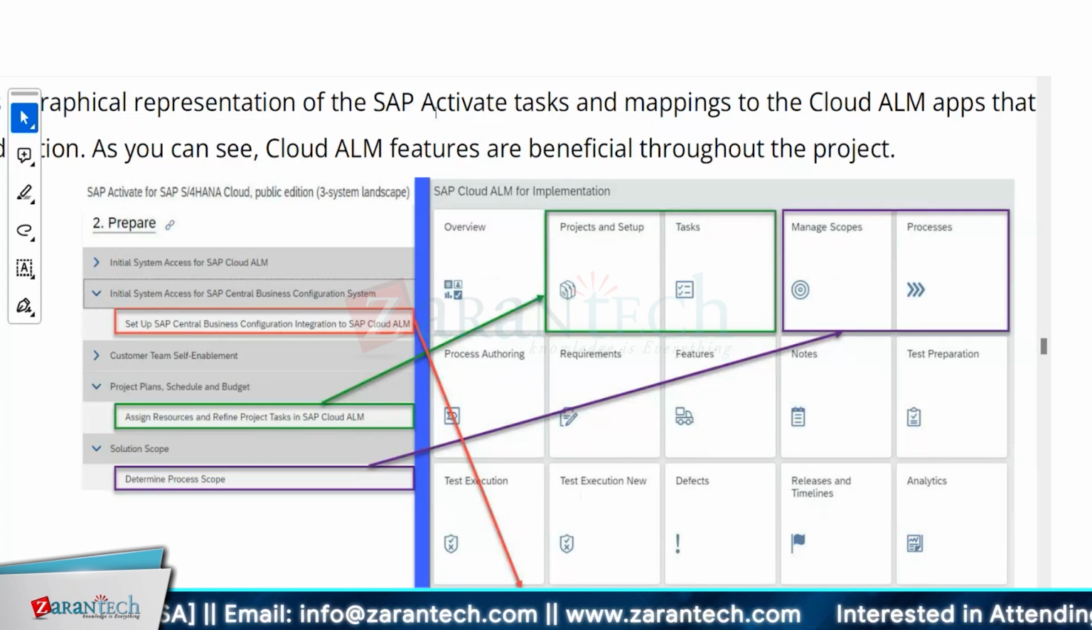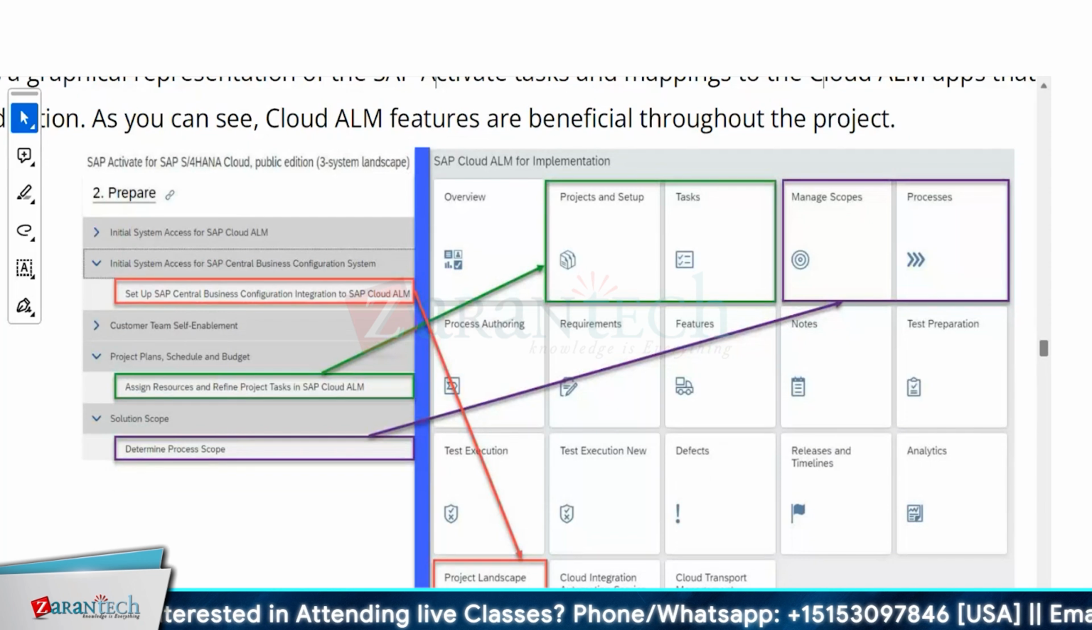and you define the processes, plus if there's a custom process you want, or in the standard process you want to do something, right? In that way, right? Then again, set up CBC. For S/4HANA Cloud, we have the CBC app, right? So that integration, that setup, that task in project landscape, you can do that, right?